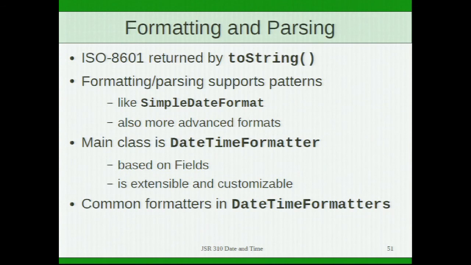Another one of the sub packages of 3.10 is support for formatting and parsing. Unlike simple date format, it doesn't have a mutable context that goes with it. So like the rest of the API, it's built on immutable objects and is safe for multi-threading. The main class is datetime formatter, and it's built on the fields that exist in many of the objects. One of the subsystems of 3.10 has specific support for each identified field type: the hour, minute, seconds, AM, PM, clock of AM, PM. And this is one of the dimensions of extensibility, this identification of the definition of fields. The formatter is built on the fields and how to format those fields in format strings.